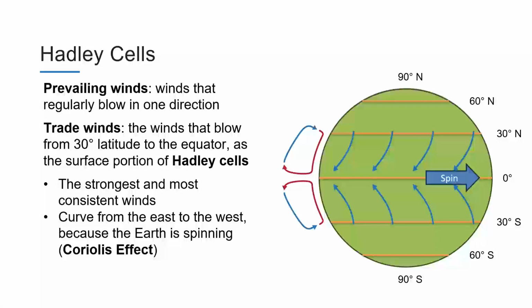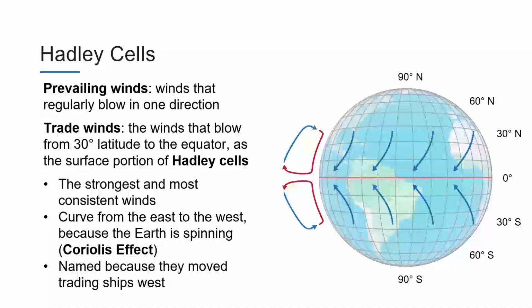The trades are so named because when ships were still powered by sails and wind, they carried trading ships west over the ocean. You can see here, for example, the trades over the Atlantic. The trade winds were central to early transatlantic trade as European merchants used them to move goods and to forcibly carry enslaved Africans to the Americas.